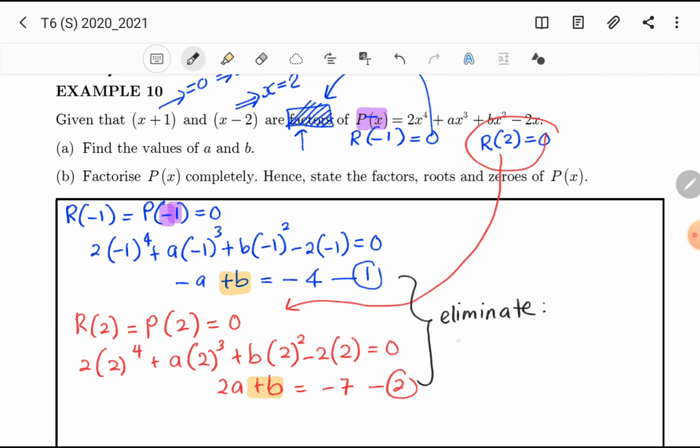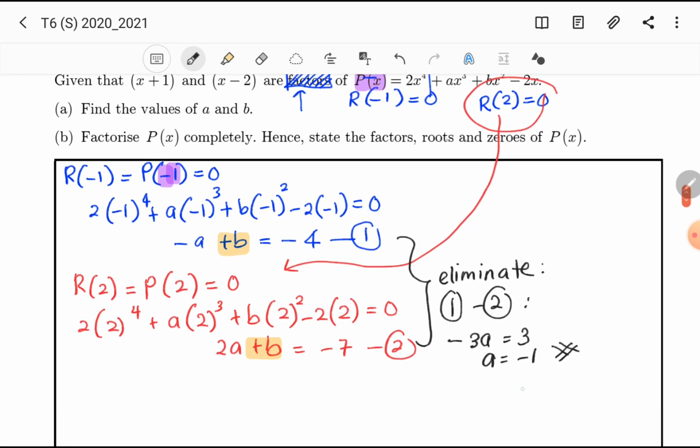So saya akan ambil first minus second. So I akan dapat negative a minus 2a is negative 3a equals to negative 4 minus negative 7 is 3. Therefore, a equals to negative 1.